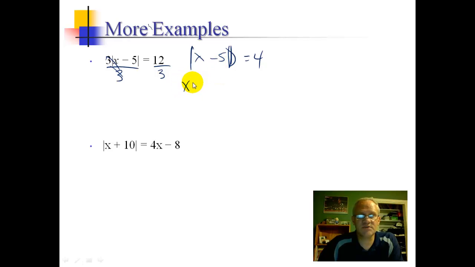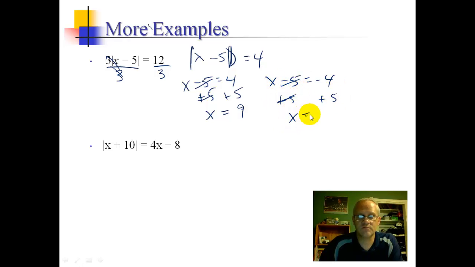So that means I can split this up into x minus 5 equals 4, and x minus 5 equals negative 4. I solve those by adding 5, which gives one possible answer of x equals 9, and then adding 5 again, x equals 1, it looks like. So these look like our two possible answers.